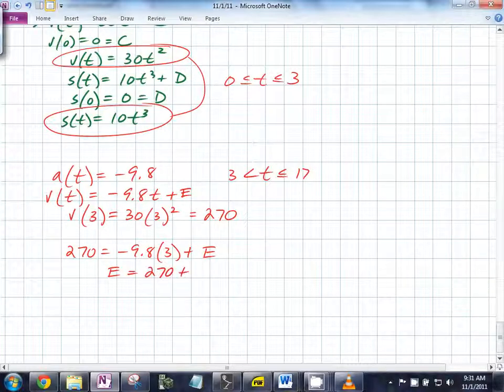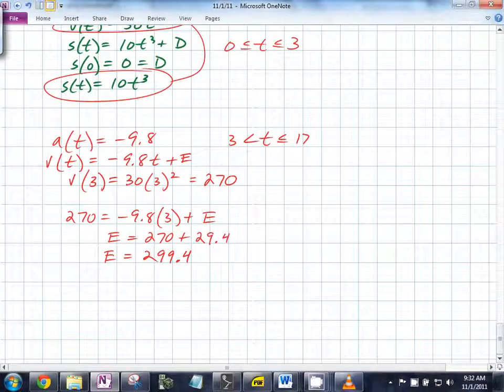29 point what? 4. Thank you. So what does e equal? 399. Sorry, 299.4. So therefore we know that the velocity, our new velocity for the next stage is negative 9.8 t plus what? 299.4. Yes.